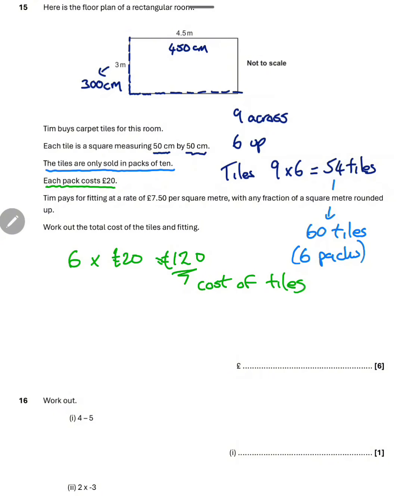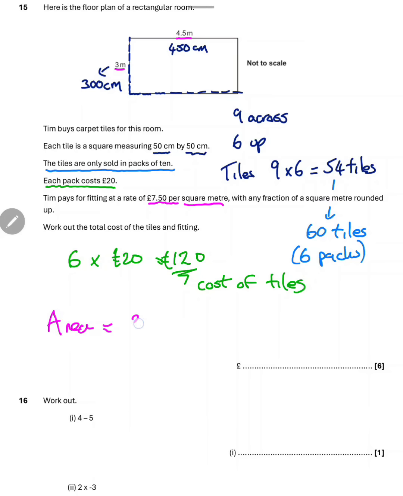And we're slowly working through this. We'll just look at the next bit. It says Tim pays a fitting at a rate of £7.50 per square metre with any fraction of a square metre rounded up. So now it's talking about square metres. I need these measurements again. I need to find the area of the floor in square metres. So let's have a look at that.